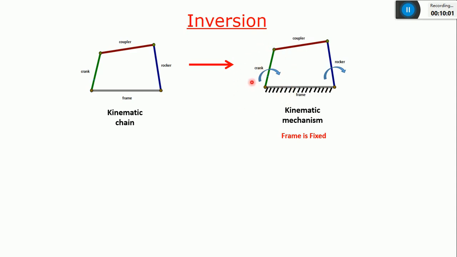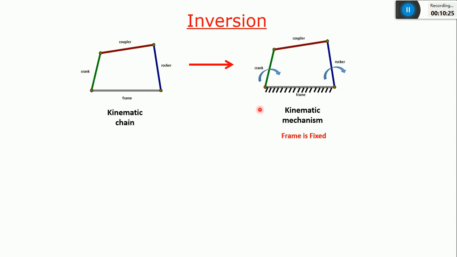Correct? Okay, as this starts rotating in a circular path, you'll get the output motion at this rocker. Okay, you'll get the output at this part, that is a rocker. The rocker is going to trace an oscillating path. So this was, I think, shown in the previous class, the animation of this 4-bar chain. Try to recall that animation of this 4-bar mechanism.